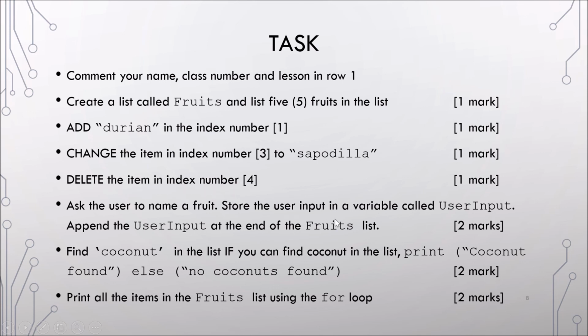Then ask a user to input and store it, or append it at the end of the list. Then use an if function to find coconut, print coconut found, if not, print coconut not found. Then at the end of all, print the fruits using a for loop.